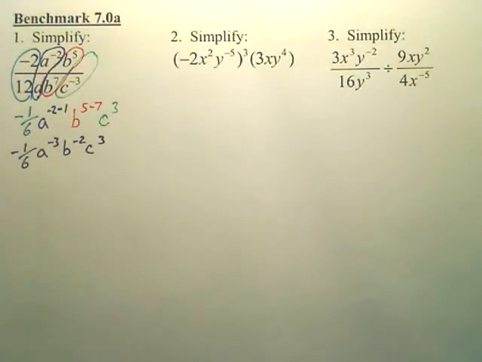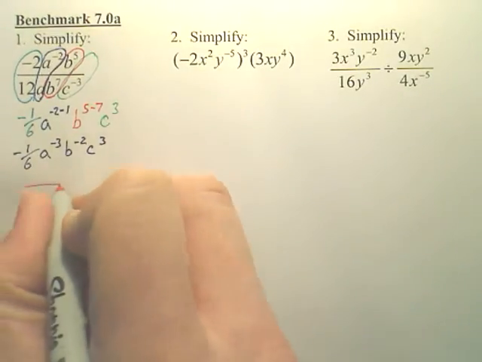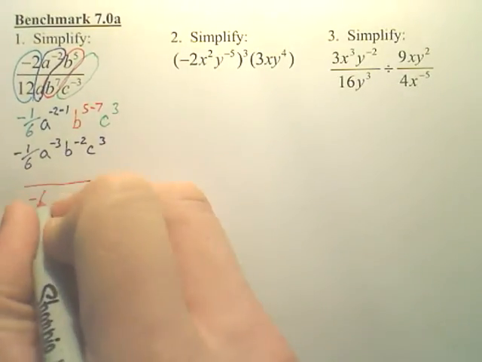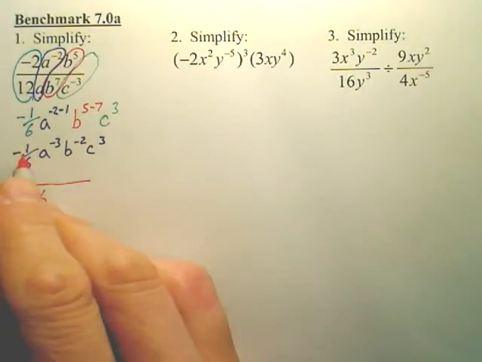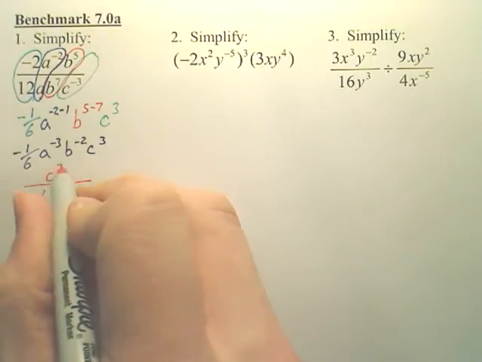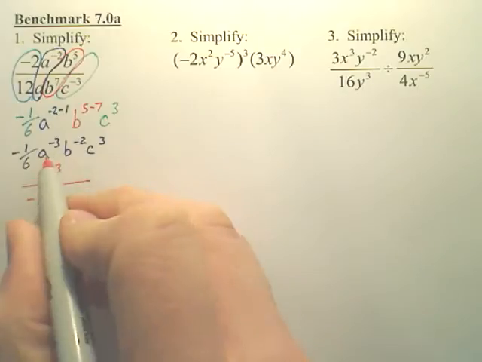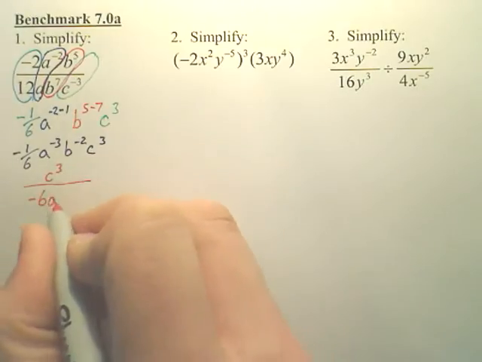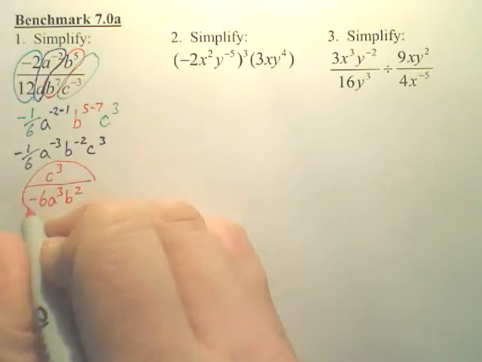Negative powers drop, so the answer could be written different ways, but I'm going to leave the negative 6 on the bottom. Take this negative to the bottom with a 6. I don't need to write 1 on top, because there's going to be a c to the third on top. I don't need to put 1 times c to the third. And then both these negative powers are going to be on the bottom. There's your answer.